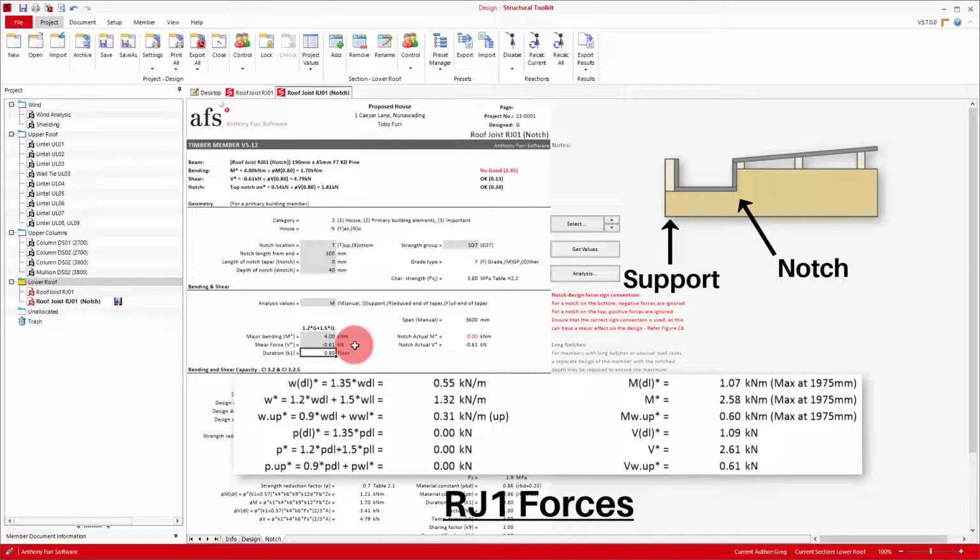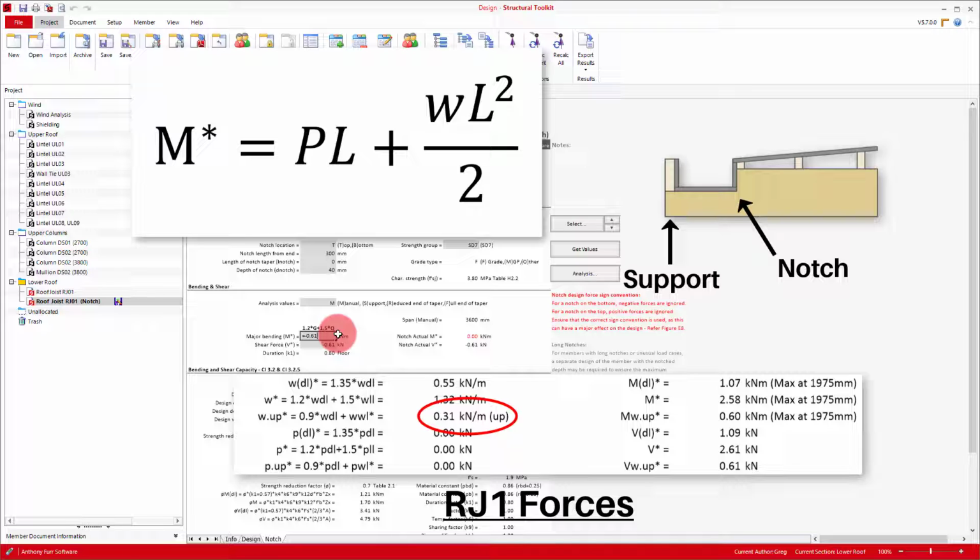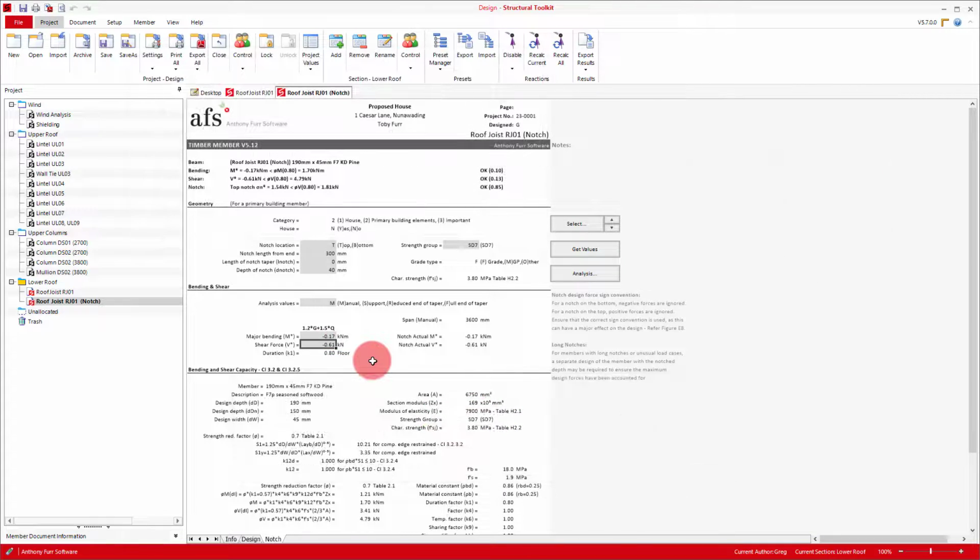As the notch isn't directly at the support, we should probably consider some moment, which we can calculate by multiplying our reaction by the lever arm of 300, and minusing off our UDL on the beam, multiplied by the lever arm to the power of 2 on 2. So to show that in action, we'll go negative 0.61 times 0.3 plus our UDL of 0.31 times 0.3 to the power of 2 on 2. This then gives us a moment of negative 0.17. We can see that our notch works with these loads.